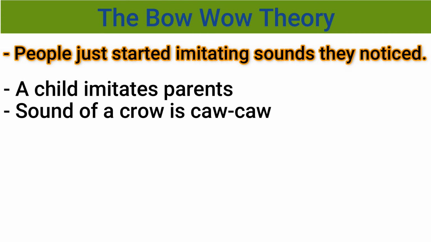For example, there is a crow, and when it says caw caw, the same words have been given in the English language for the sound of a crow. For the dog, bow wow. When a bee buzzes, we say buzz. Or when a snake hisses, we say hissing of a snake. So this Bow-Wow theory believes that words come from imitation of nature, of animals and other things.